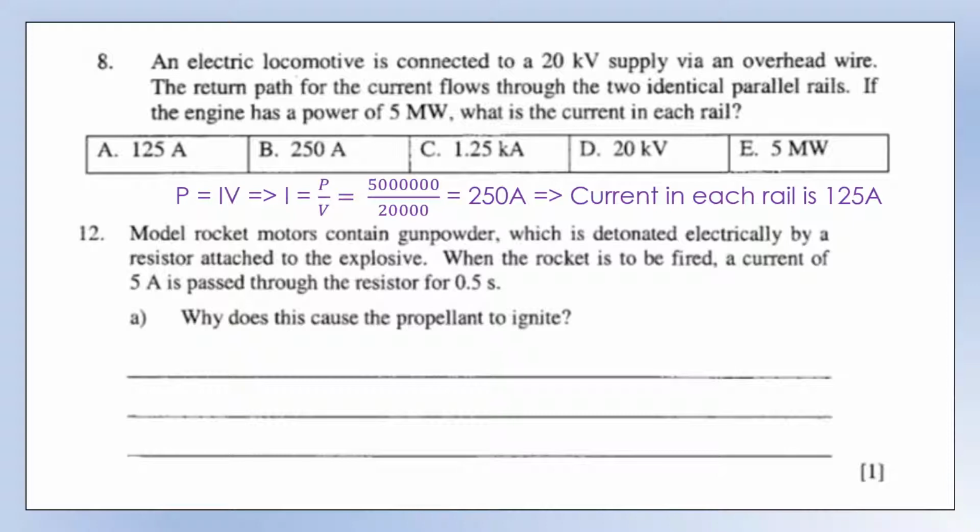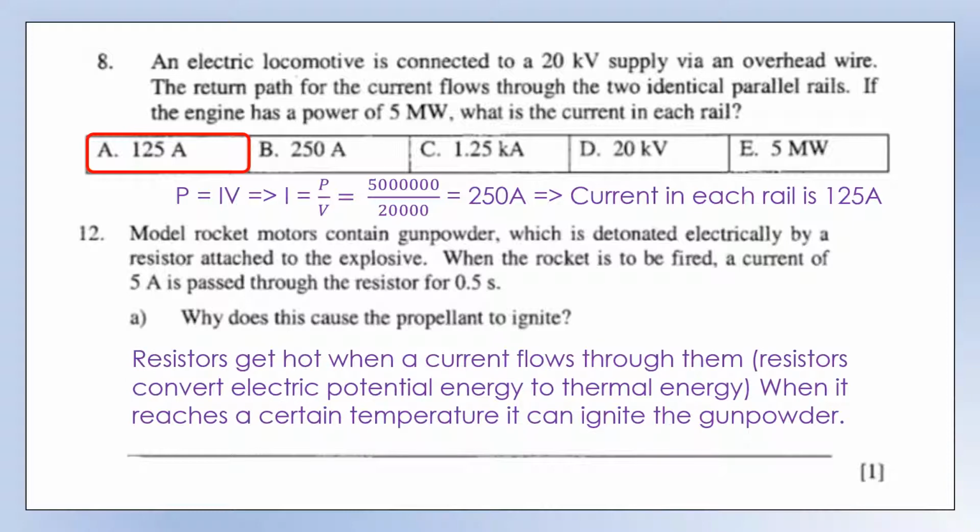So model rocket motors contain gunpowder, which is detonated electronically by a resistor. When the rocket is fired, a current of 5 amps is passed through for 0.5 seconds. Why does that make the propellant ignite? So propellants ignite if they get hot. So what's happening is the resistor is getting hot when the current flows through it, because it's converting electric potential energy to thermal energy. And when it reaches a certain temperature, it can ignite the gunpowder.